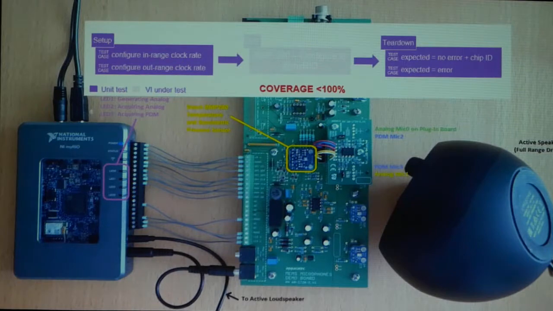We define two test cases. One test case sets an in-range clock rate. Then in the teardown, we see that the result is as expected. We have no error, and the board also outputs a chip ID. But the main message here is that we have an error-free, correct test case, and an erroneous test case, the second one, which is an out-of-range clock rate. This clock rate cannot be set, and then we get an error.